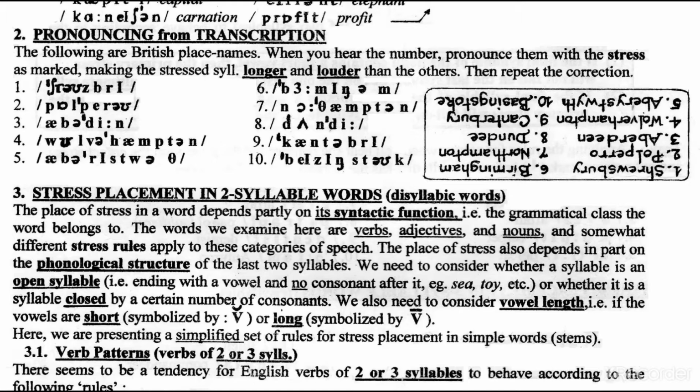Number 6, Birmingham. 7, Northampton. 8, Dundee. 9, Canterbury. And finally, number 10, Basingstoke. Great.